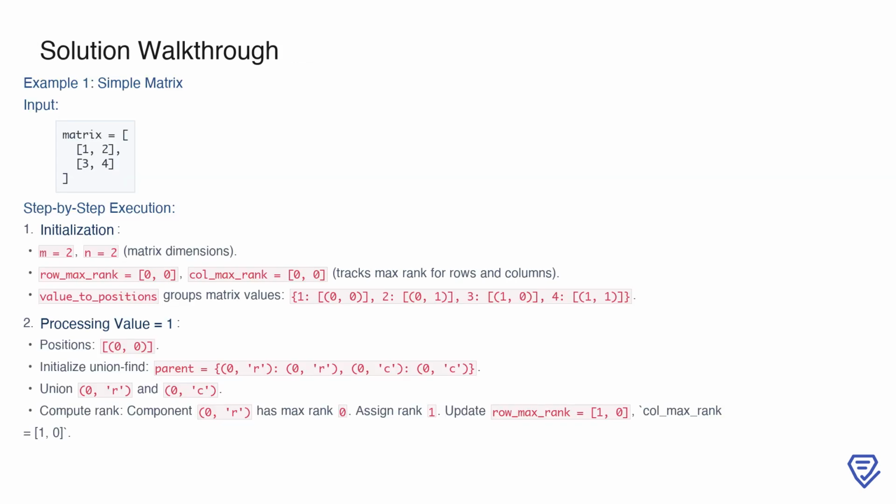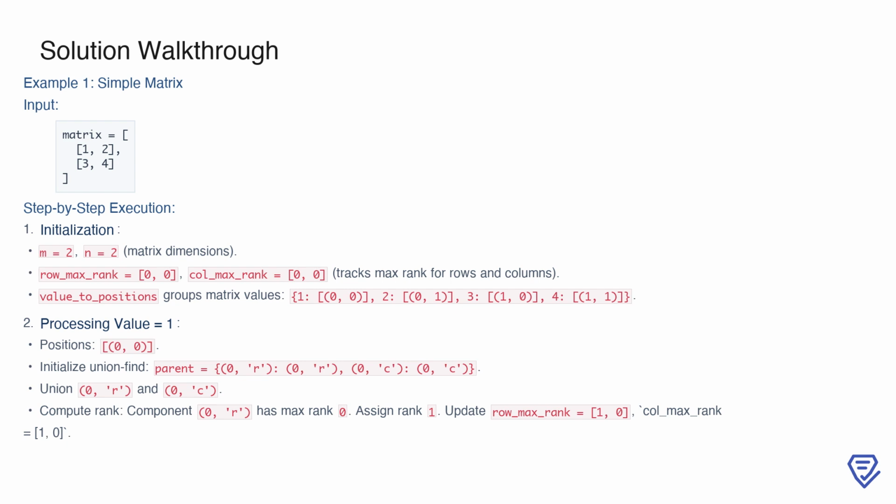To solve the problem, we begin by analyzing the input matrix. Here, the dimensions are 2 by 2, so m and n are both set to 2. We initialize two lists, row_max_rank and col_max_rank, both filled with zeros. These will help us keep track of the highest rank assigned to each row and column. Next, we group the matrix values by their positions. This creates a dictionary where each unique value points to a list of its coordinates in the matrix. For instance, the value 1 is found at position (0, 0), and so on for the rest of the values.